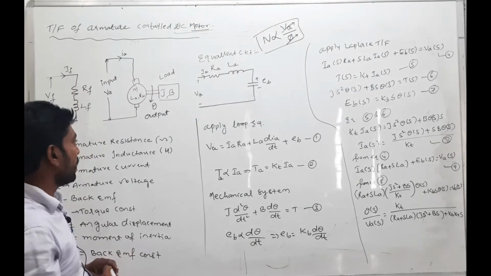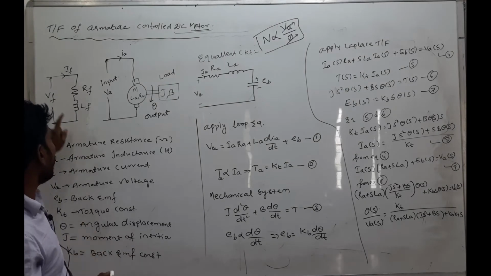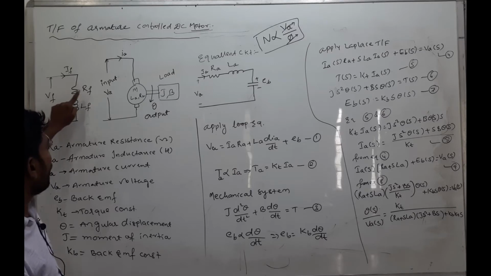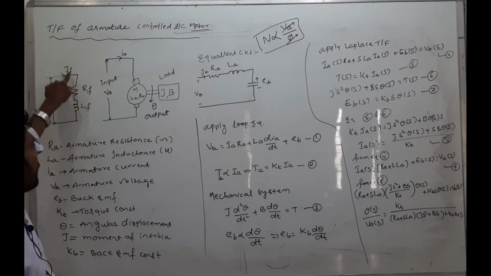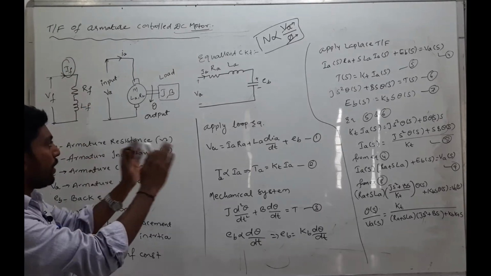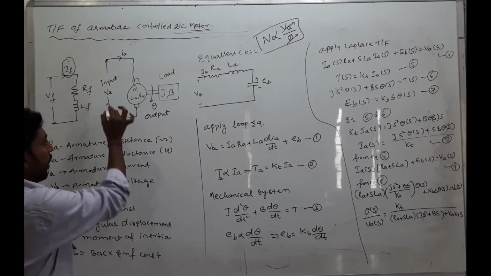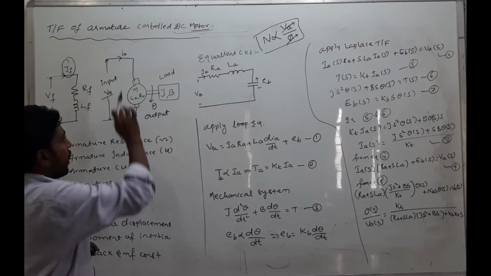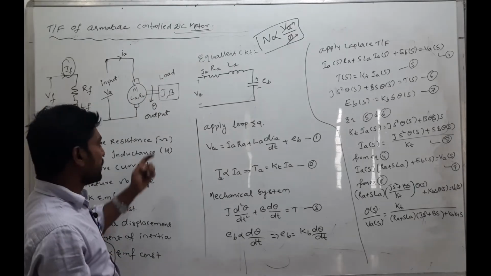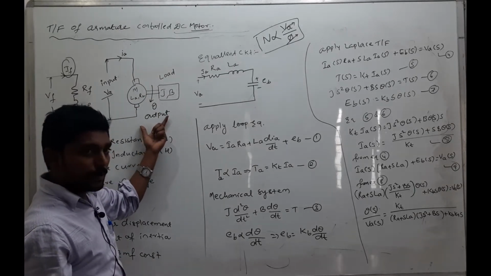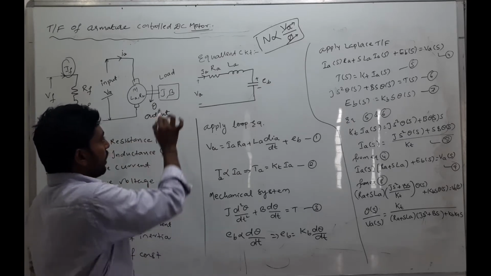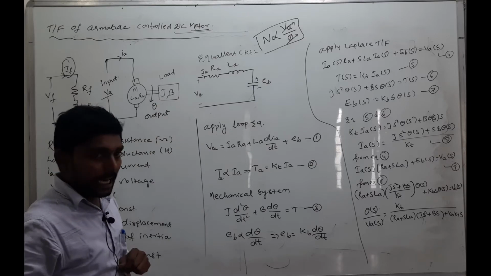This is the circuit. For this field winding circuit, VF is the field winding voltage. It is maintained as a constant voltage. Okay? Here are the field winding resistor and field winding inductor. This is the field winding current IF. Next, coming to the armature side, the armature voltage is VA and the armature current is IA. This is the mechanical output, the shaft output. For this mechanical output we get the angular displacement. Here the load is the moment of inertia and dashpot.